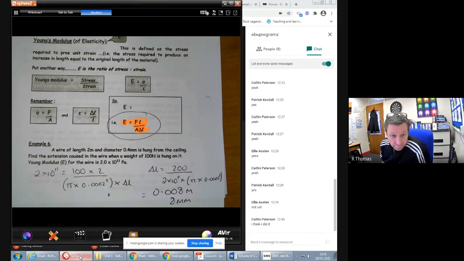Okay. And you might think, oh, that's quite an extension, 8 millimeters, that's almost a centimeter. Think about it, it's a long wire that's incredibly thin. It's less than a half a millimeter thick, incredibly thin. And 100 newtons is effectively 10 kilograms, which is quite some weight. So 8 millimeters, I'm happy with that. Did anybody get anywhere near that?